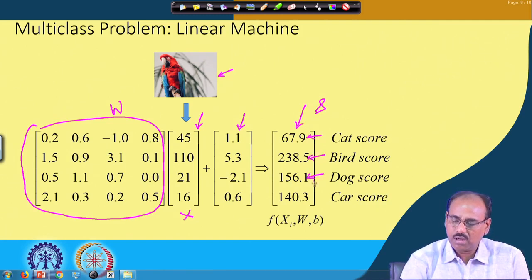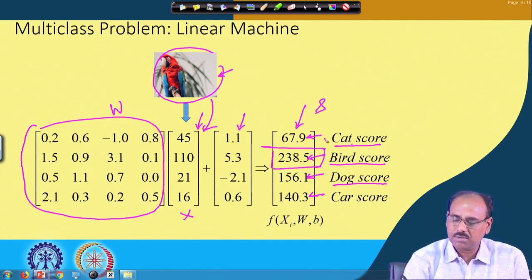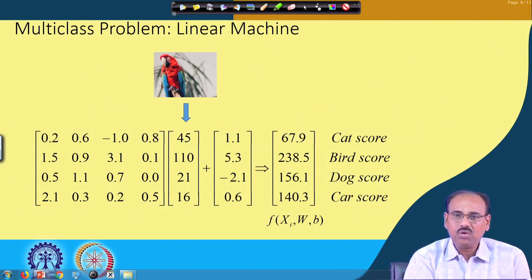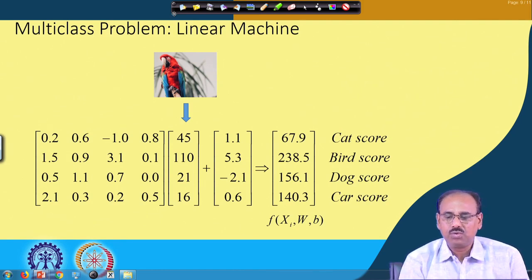You find that each element of this score vector S gives you the score for a particular class. Let us assume that the first category is the cat category, so the first score corresponds to the cat score. The second category is bird, so the second score corresponds to bird, the third score corresponds to dog, and so on. And here, as my input vector is generated from a bird, you find that the bird score is maximum of all the scores. So, for classification, whenever an unknown input vector is presented, the linear machine will generate a score vector, and whichever component comes out to be maximum, I classify that input vector to the corresponding category.